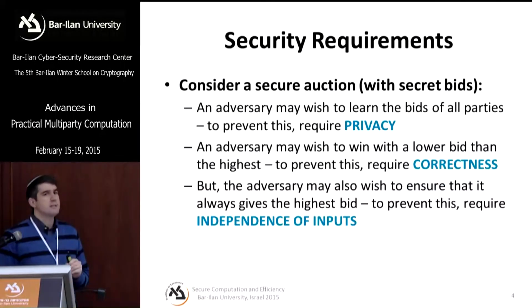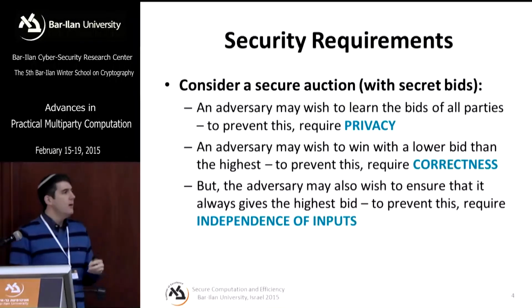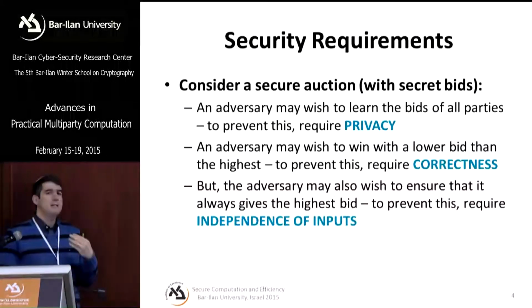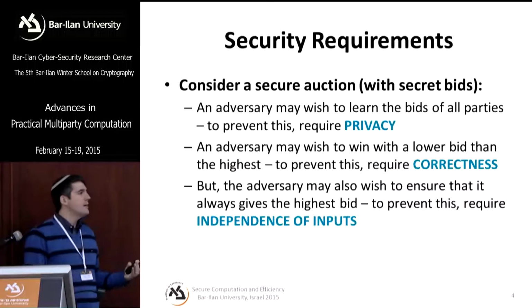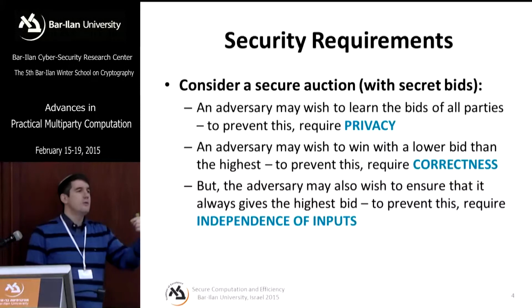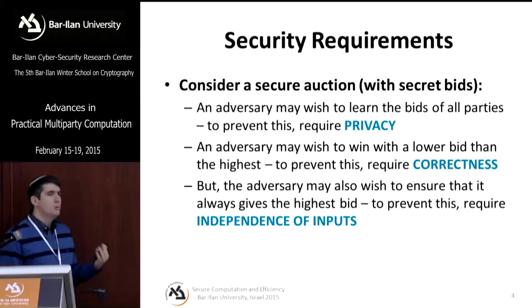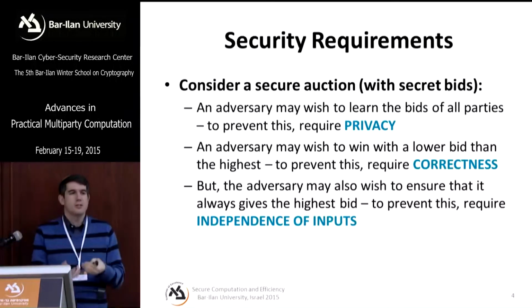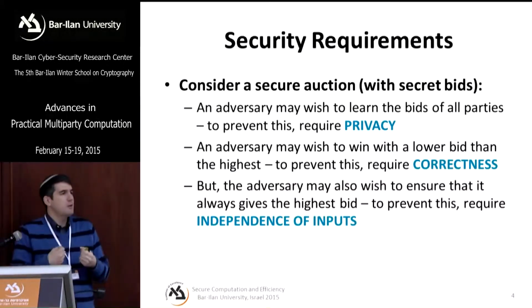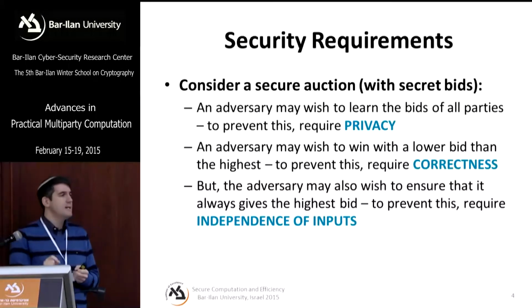Another thing, which is a more subtle attack, is something called independence of inputs. What happens if the adversary can actually make his bid depend on the other parties' bids? So somehow he can make his bid be $1 more than the highest bid from all others. This is something that we also wouldn't want because it obviously makes the auction unfair. I can make sure that I win while losing the least amount of money, but making sure that I win, so I have the highest bid.